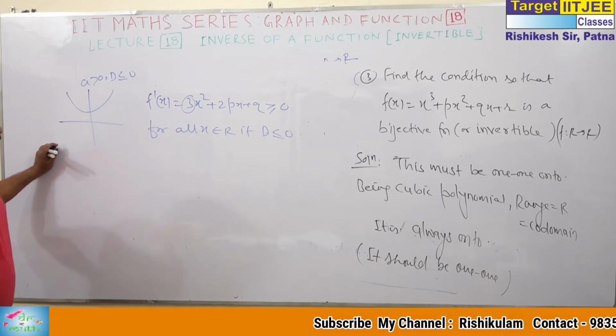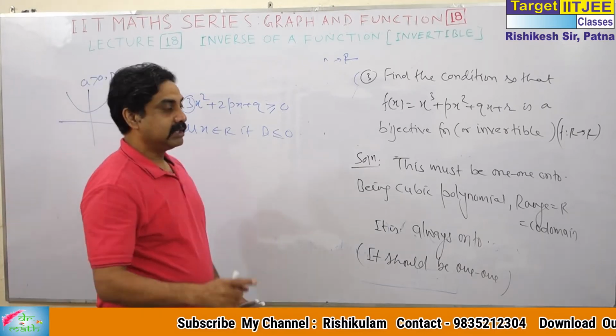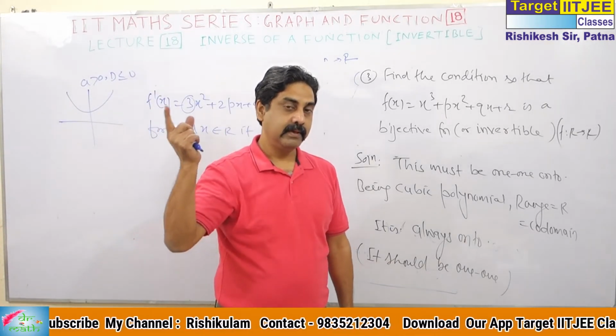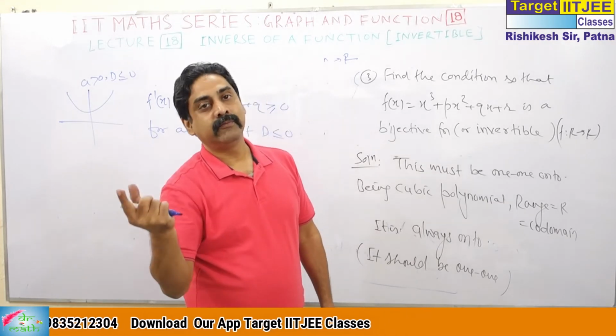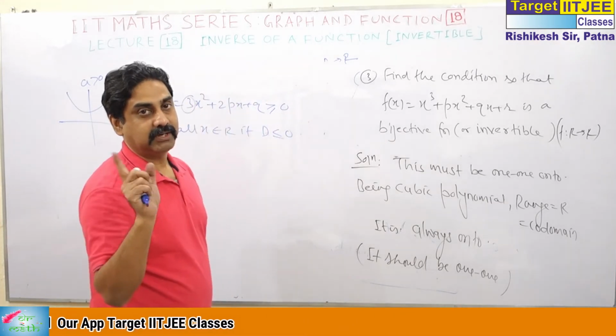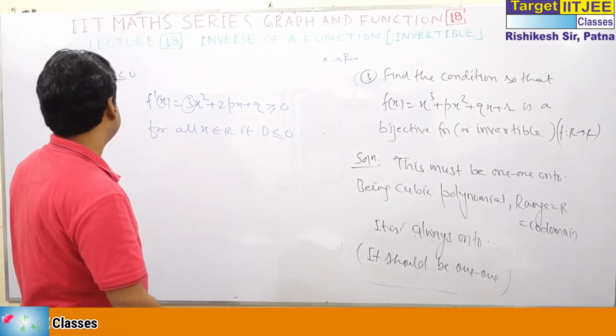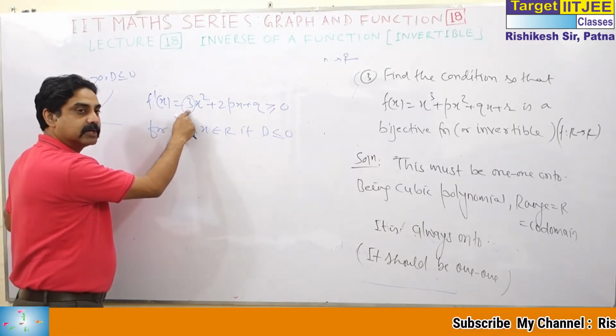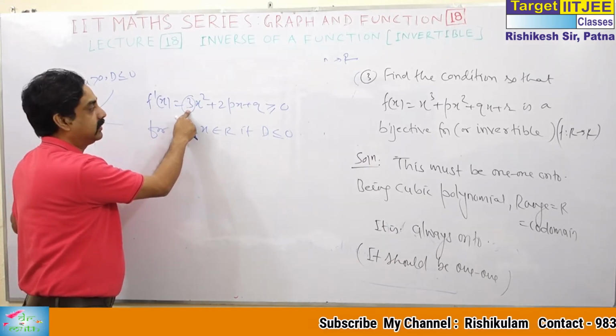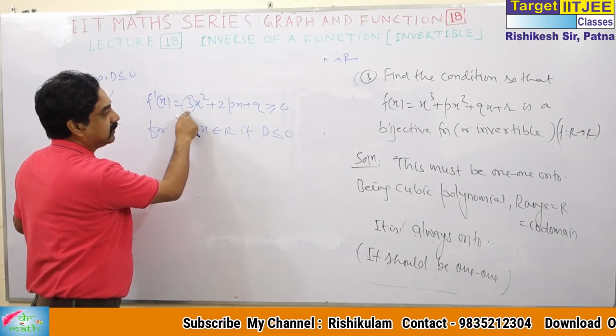What am I going to do? Actually I am finding the condition that it is always increasing, means f dash x greater than or equal to 0. Sir, why are you not going for decreasing? It cannot be always decreasing, because for that this must be negative. Since this is positive, the only possibility is that this is increasing.